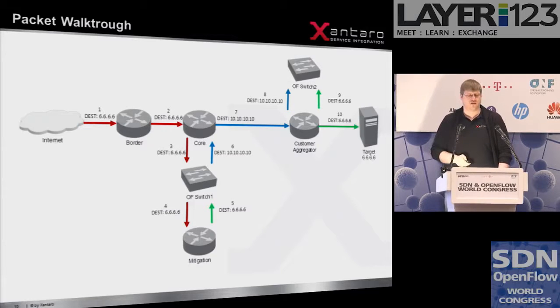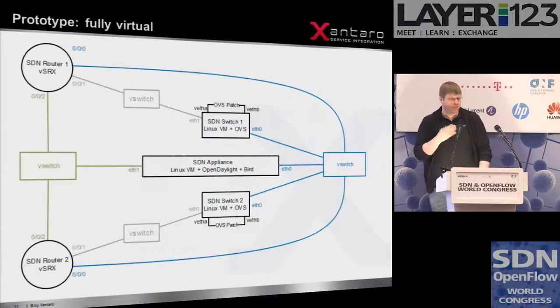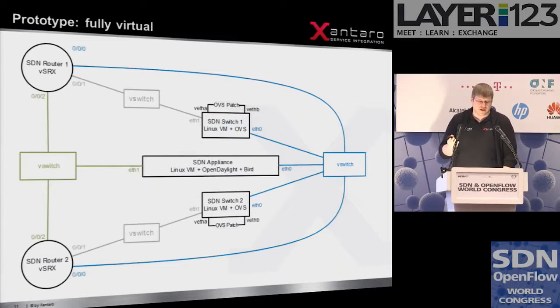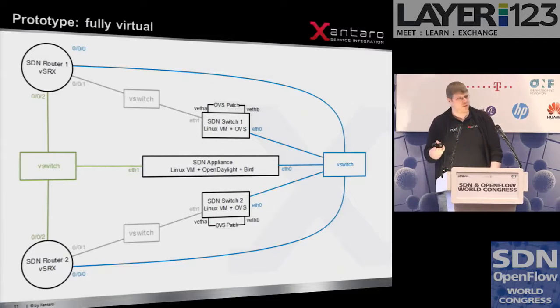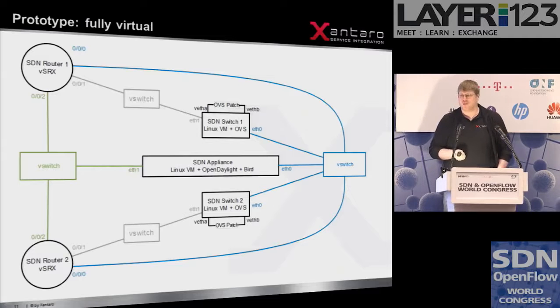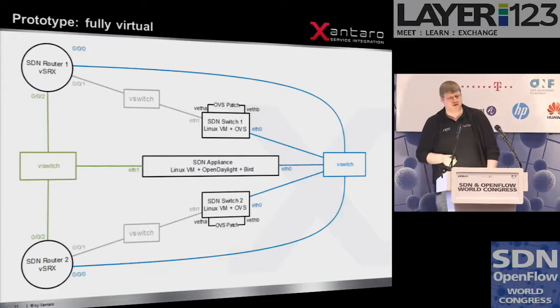A fully virtual prototype was built. I was using the building blocks I described before. For the router platform, I just used Juniper Virtual SRX. I built a small SDN appliance, as I just called it, which is basically a Linux VM running OpenDaylight and the BIRD routing daemon.